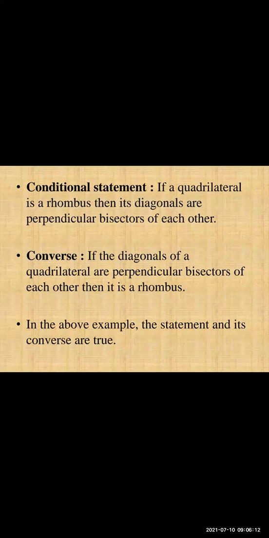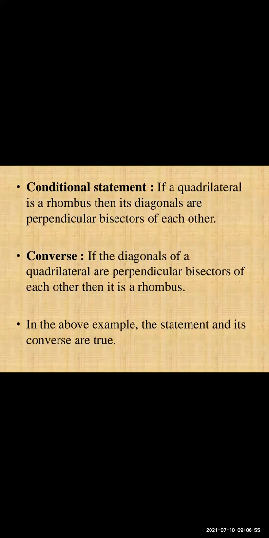So this conditional statement was given, and we have written its converse also, and both statements are true. Both the conditional statement and the converse are true. Meaning, if a quadrilateral is a rhombus, then the rhombus property is that the diagonals are perpendicular bisectors of each other. And if the diagonals of a quadrilateral are perpendicular bisectors of each other, then what will we say? Then it is a rhombus. So both the conditional statement and its converse are true here.